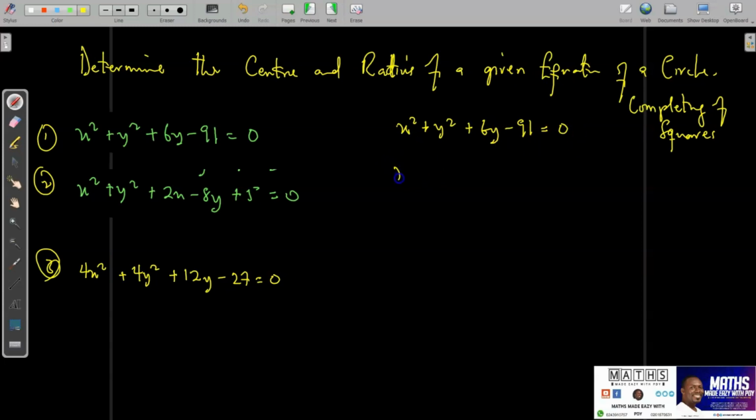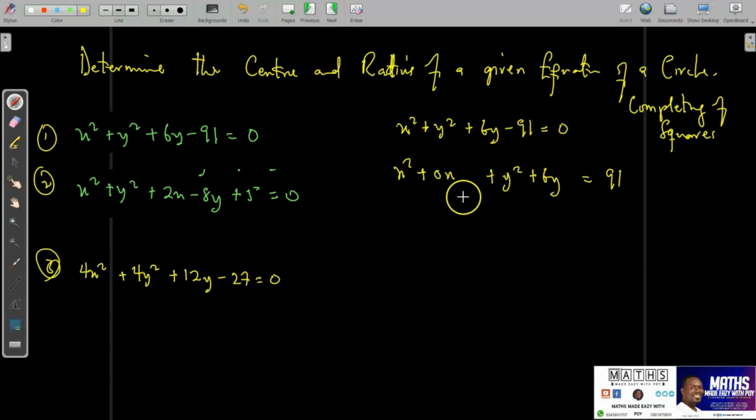So we are going to have x squared. Actually, we don't have the corresponding x, so we can make it plus 0x, plus y squared plus 6y equal to positive 91, because you have to separate it. Are you clear with me at this point?